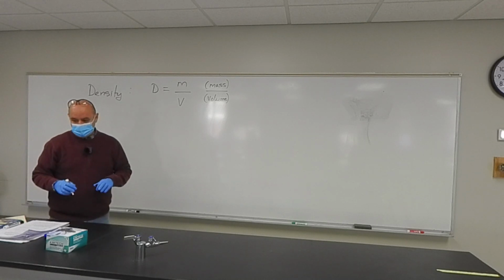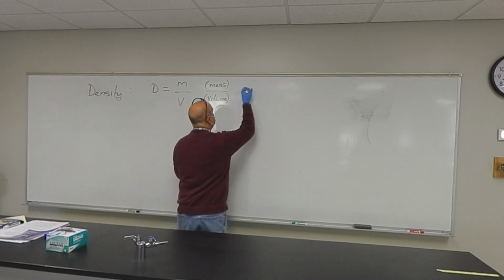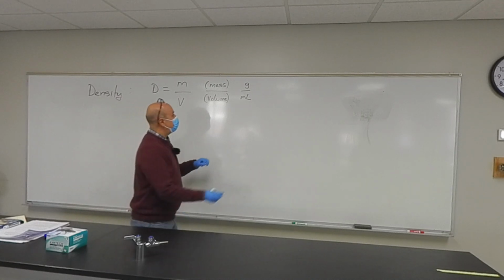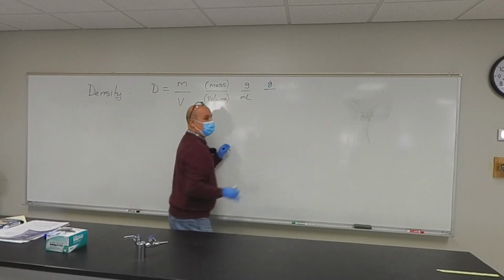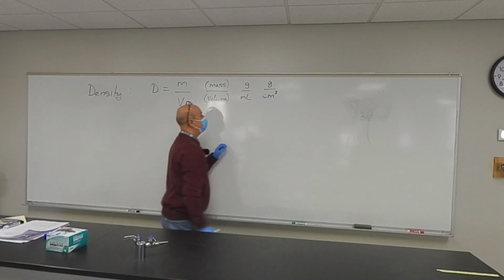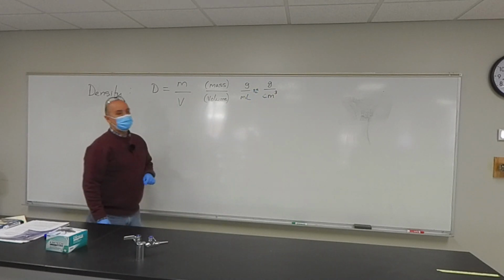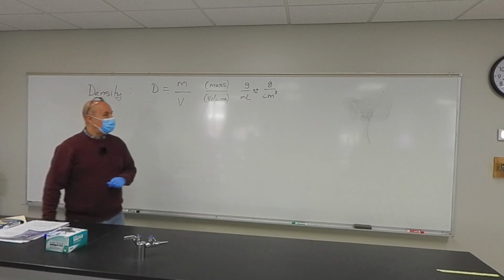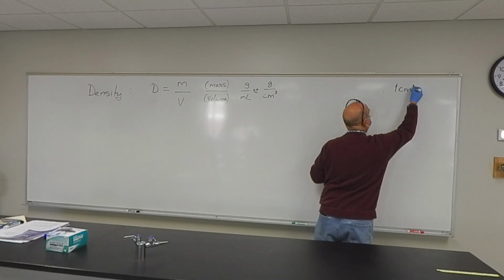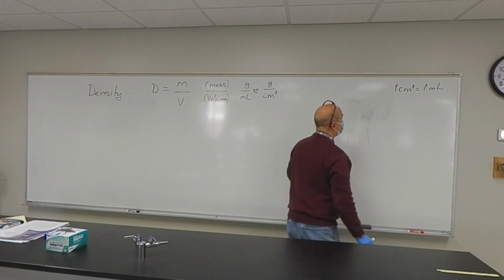The proper units of density for chemistry are going to be either grams per milliliter or the exact equivalent, grams per cubic centimeter. So either of those two units for density are acceptable. Now, one thing that is probably good to remember is that 1 cubic centimeter is equal to 1 milliliter. That's why they are interchangeable.